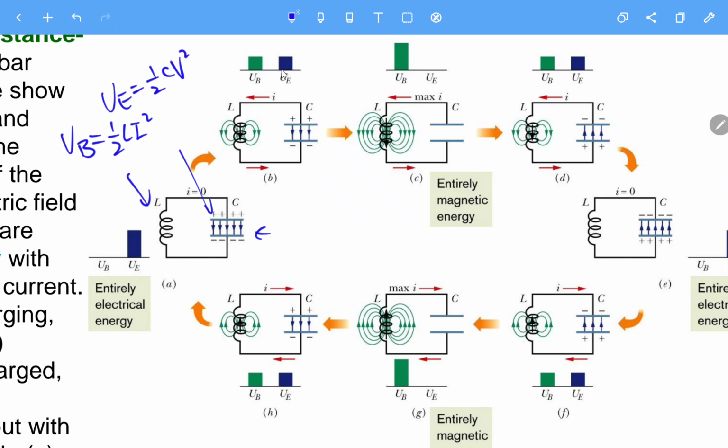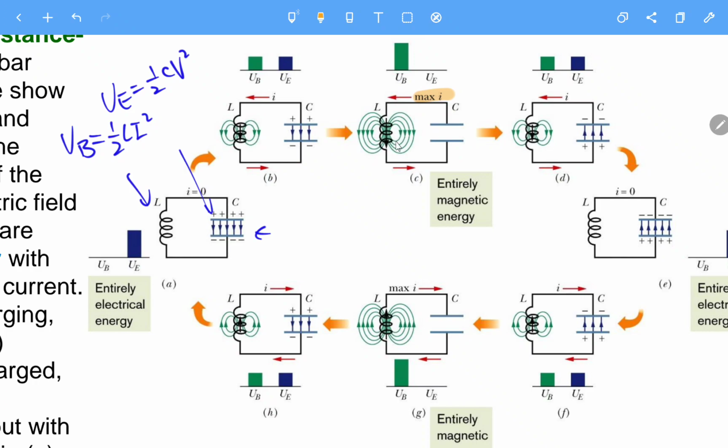Okay, so at a certain moment, UE and UB will be equal to each other, but of course it is changing dynamically. There will be some energy stored in the magnetic field and some energy stored in the electric field. Then some time later, all the energy stored in the capacitor will go to the inductor. So UB is maximized, UE is 0. And then sometime later, it will even go forward. At this moment, the current is maximized.